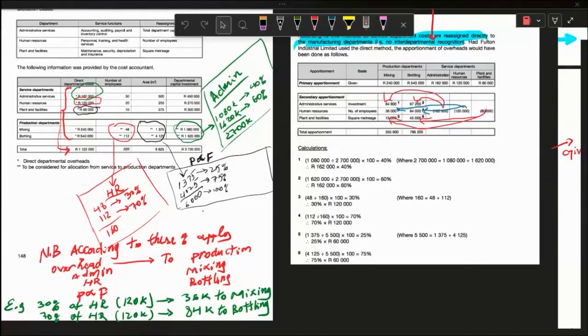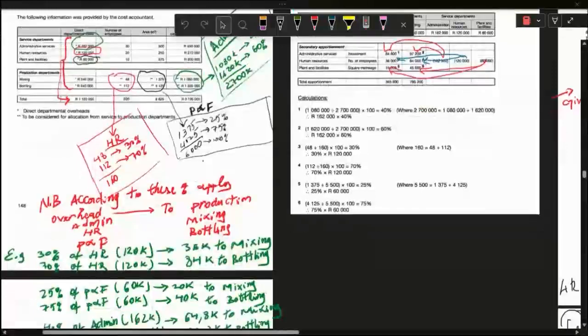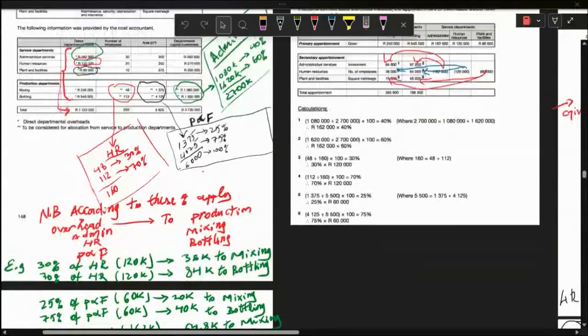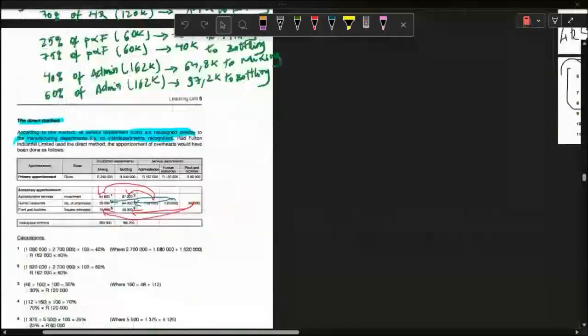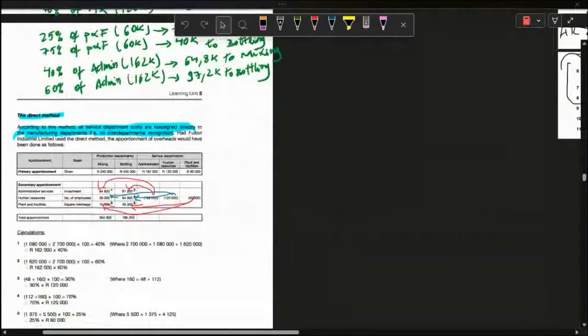And like I said, even if you tell me, Patrick, I'm really confused right now, you have all the arrows in the world that I've shown you. You can see the 60,000, how it's being apportioned to the mixing and the bottling. You can see the human resources 120,000, how it's being apportioned to the mixing and bottling. You can clearly see it here. And basically we'll find the total apportionment for the mixing, because that's what it's all about. We want to find the total apportionment that is being given to the production department.